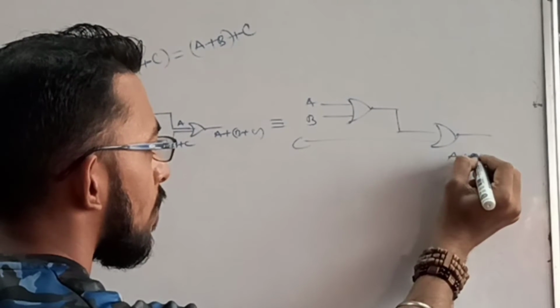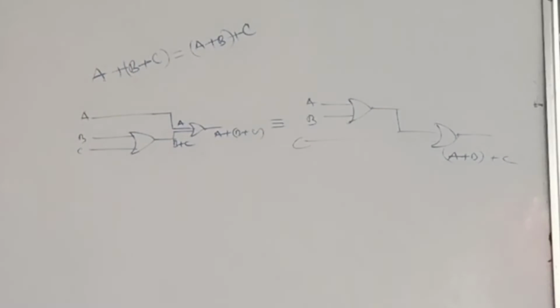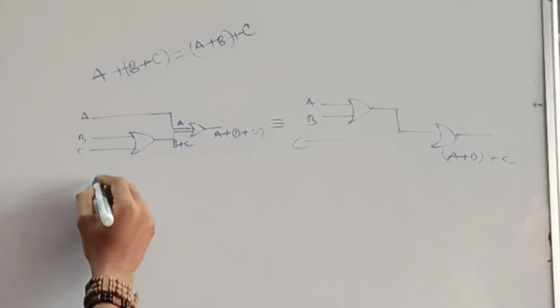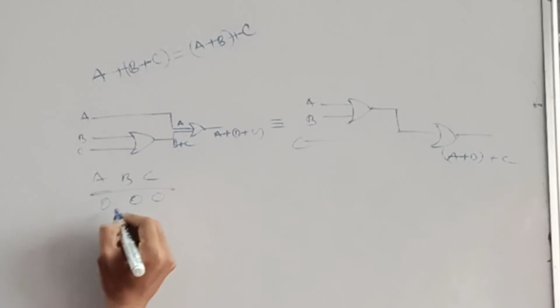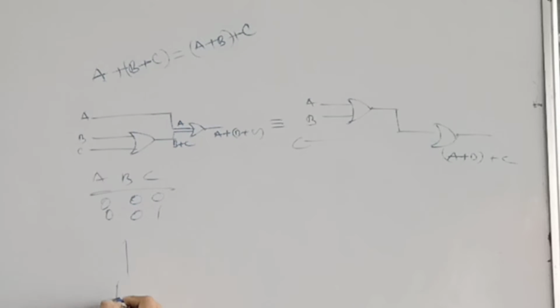So this will also give me the same output. It means if I draw a truth table of A, B, C, since there are A, B, C, how many possible input combinations? 8 input combinations: 0, 0, 0, 0, 0, 1, till 1, 1, 1. There are 8 possible combinations.